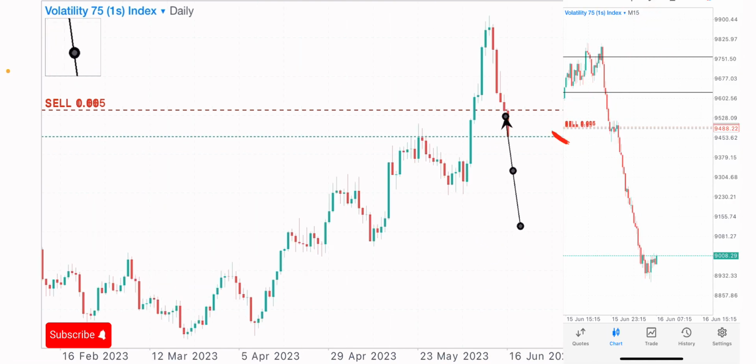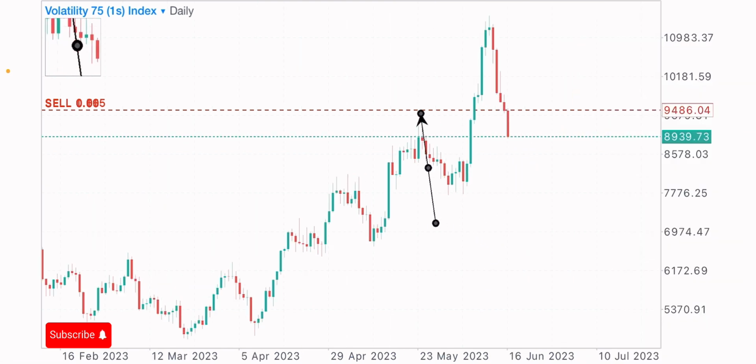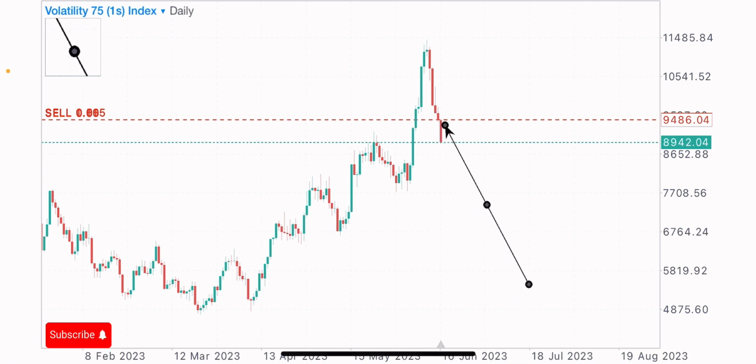So how was I able to take these sells? How was I able to know that the next daily candle would give us this sell-off? Firstly, I had in mind that the market was reacting to a level. For the market to get to this point and give us this sell-off, it means that there was a level at which it was reacting.